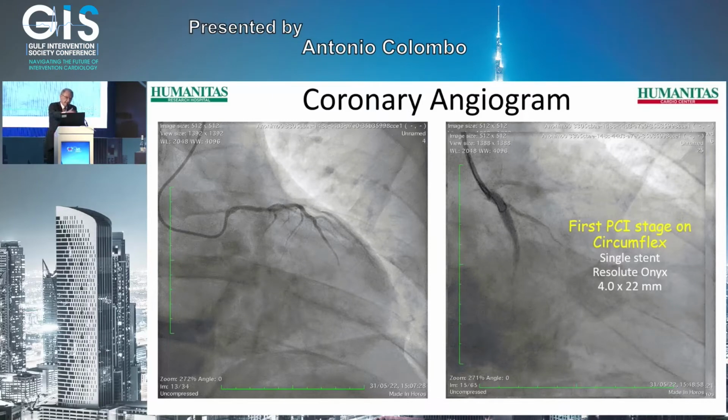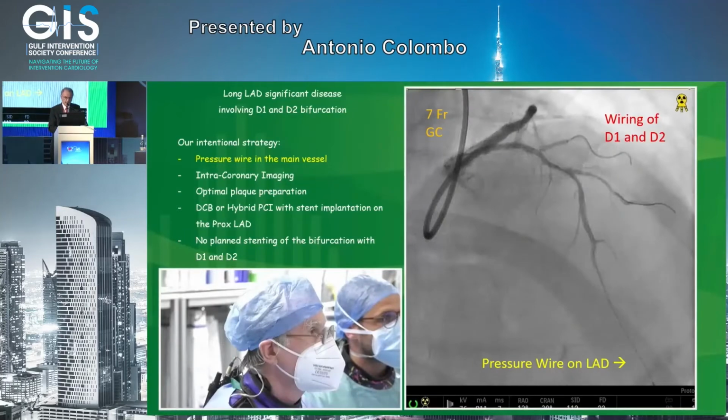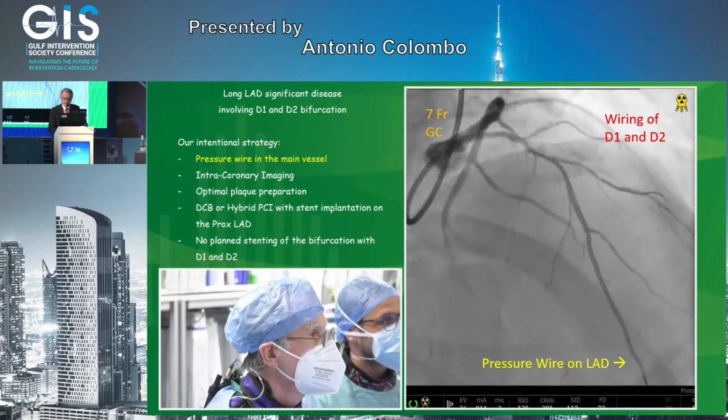So this is a typical case that we approach with a pressure wire from the very beginning. Now with contemporary pressure wire, you don't need any additional wire. You can use the pressure wire from the very beginning. We do imaging in order to assess the size of the vessel, what type of strategy you want to use, etc. We wire the diagonals because we do not want to lose any branch. We did the pressure wire on the LAD.